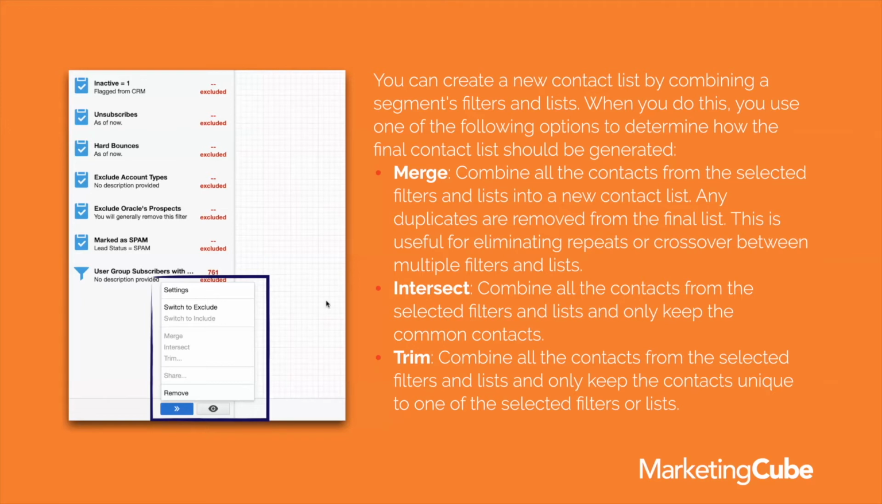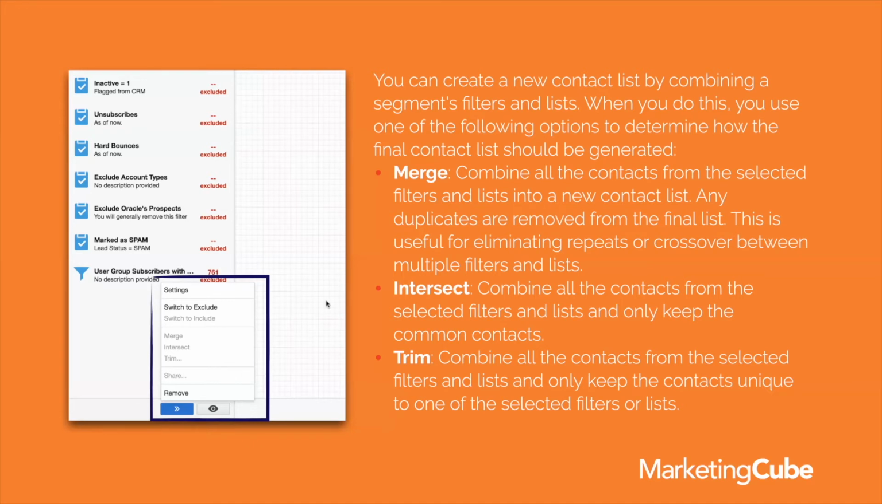The merge concept, which makes sense. It says, this is useful for eliminating repeats or crossover between multiple filters and lists. So if you're trying to get that number down to get a better idea, then it really helps. So any duplicates are removed from the final list. The way it works is you click on one of your filters, hold down the shift key on your keyboard, click on the other filter, and then you can do a right click, or you can access the menu as you see on the screen right here, and you would then select merge. So right now you can see merge is grayed out, but we'll jump into Eloqua here in a second and I'll show you how that works.